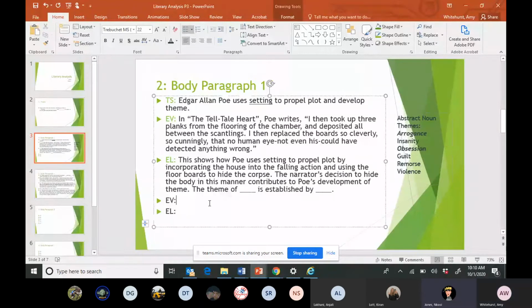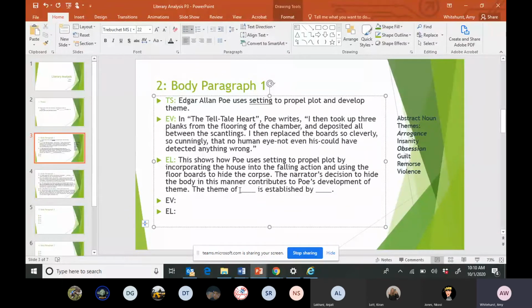Because he's always been obsessed with the eye for the whole short story. Yeah, he was obsessed with the eye, and here he's saying that no human eye could detect anything wrong. But this little addition that says not even his, that's what made me think of obsession, because he's referring to the old man, but this is the falling action, right? So he already killed the old man. It's pretty obsessive to say, well, his eye can't see anything wrong when he's dead, right? Of course he can't see anything wrong.